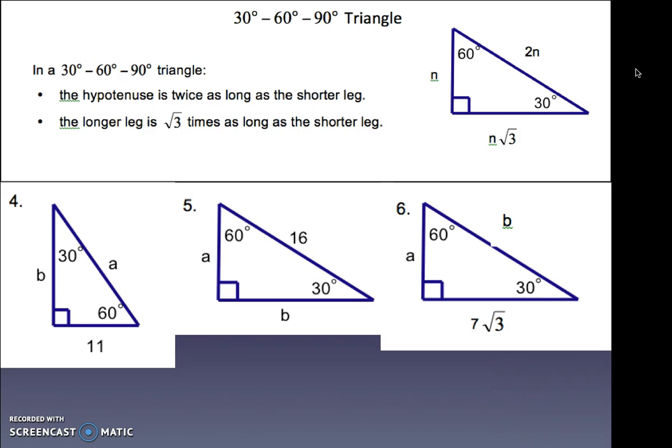So looking at some properties. For a 30, 60, 90 right triangle, the hypotenuse is twice as long as the shorter leg, and the longer leg is radical 3 times as long as the shorter leg. So it'll be set up like this. Your shorter leg is n, your hypotenuse is 2n, and n radical 3 is your longer leg. So what I want you to do is take a second and try all 3 of these. I would maybe start with 6 and work backwards, 5 and 4.